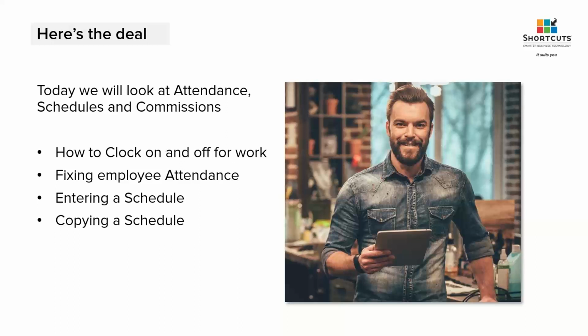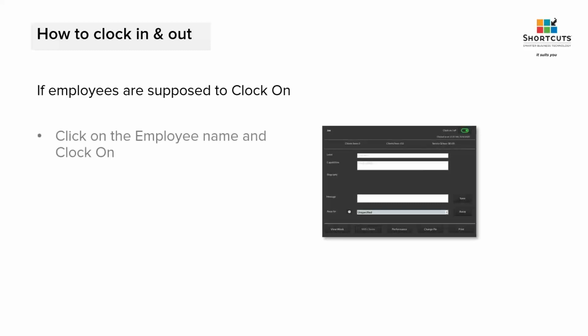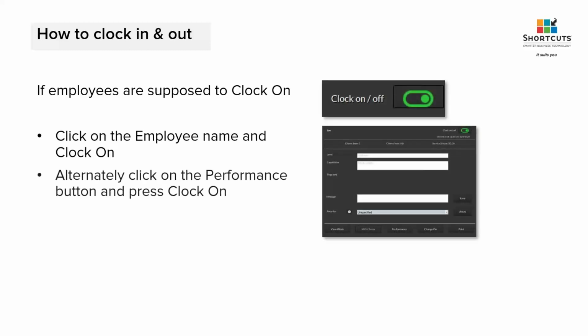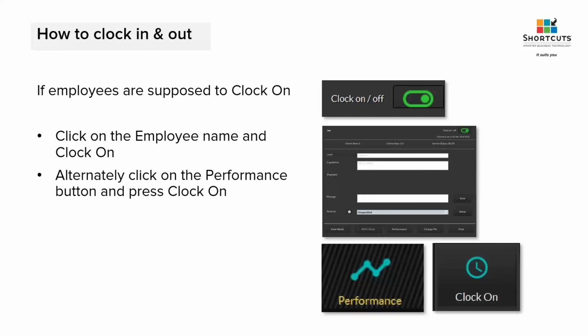So let's look at some of the basics. Clocking in and clocking out. Now, the version of Shortcuts that I will be showing everybody is version 8 of Shortcuts. Many of you may be on version 7 Fusion, as it's more commonly known. So some of these steps may be a little bit different to you.